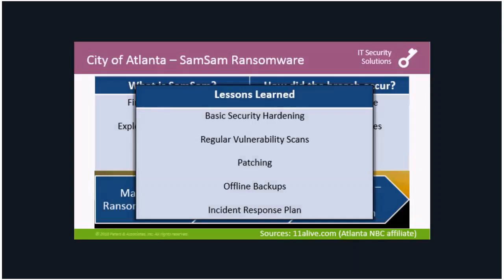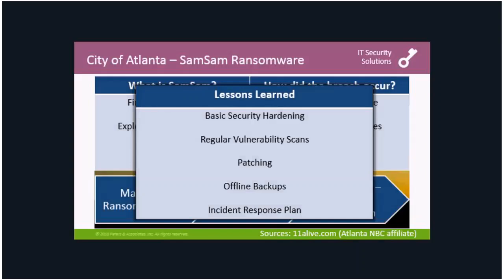Next is offline backups. Obviously with the rise of ransomware like SamSam, there's one other that just came into the news recently. I believe it's called Zenus, that also seeks out and deletes backups. So that's kind of repositioning the importance of having at least some offline backups in the event that you're hit by something like this. And then lastly, have an incident response plan.